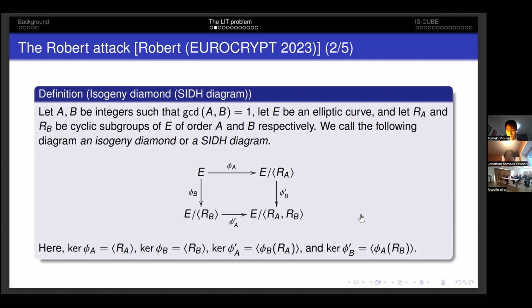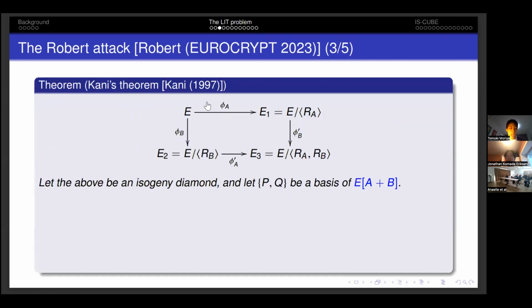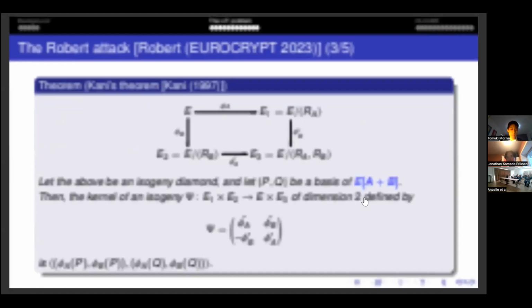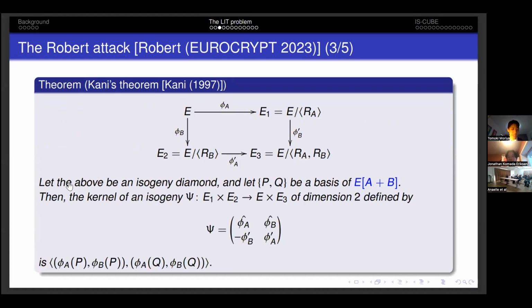Okay, then by using this concept, we can state the Kani theorem. It is a very important theorem for attacking SIDH. And this theorem is also used to construct IceCube. So please don't forget about it. Let there be an SIDH diagram, and let P, Q be a basis of the A plus B torsion subgroup of E. Then here's the statement of the Kani theorem.